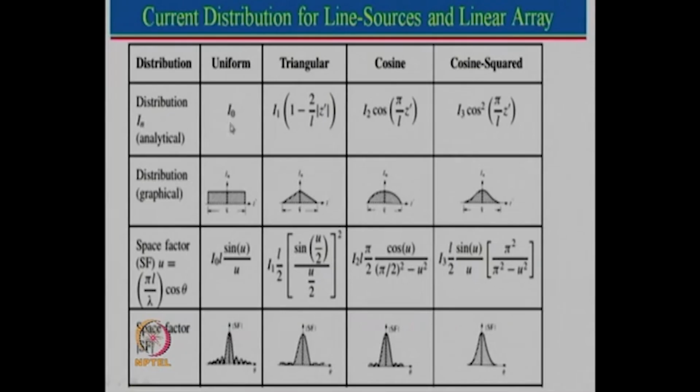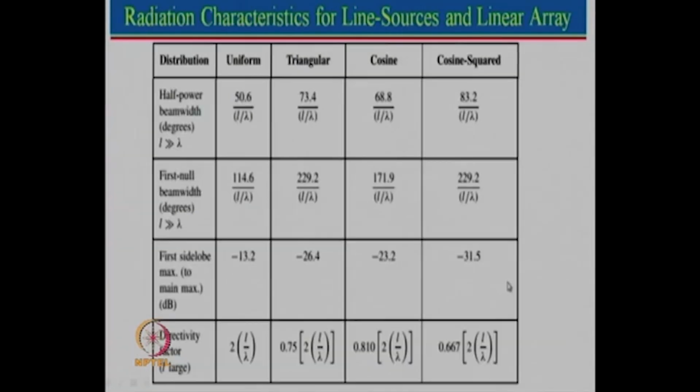So, looking at uniform, all elements are fed with uniform, or if it is a line source, the current is uniform, and for this the array factor response will be a sinc function. If it is triangular, that is the triangular distribution, this is the cosine distribution, this is the cosine square distribution. Now, these currents can be well defined with the equation, and for that then space factor is also very well defined, and you can calculate space factor for these cases. So, it is easy to do the next derivation, which are as follows.